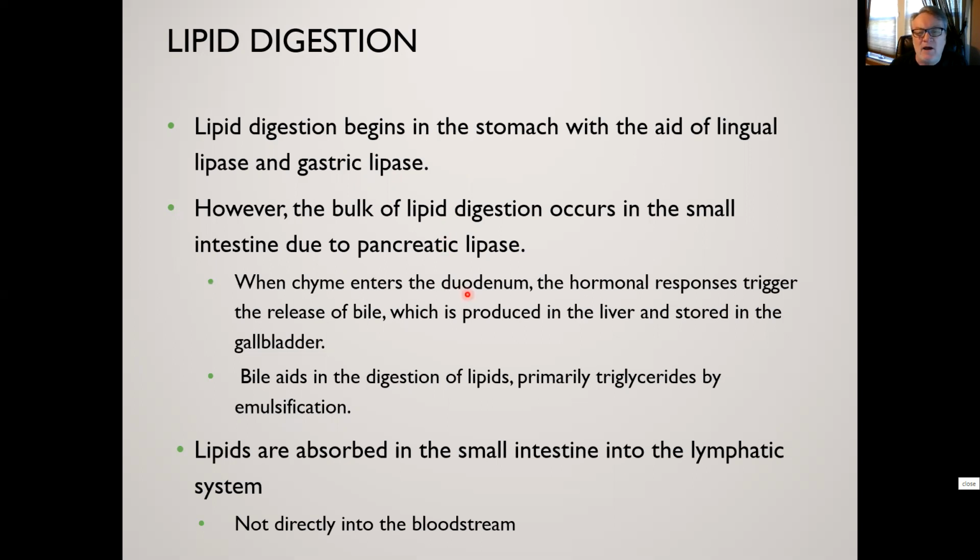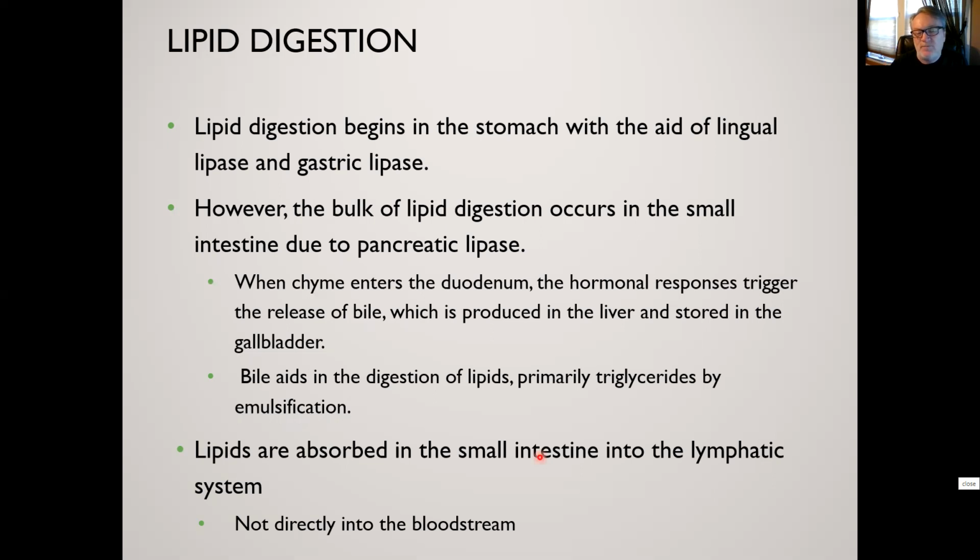The bulk of lipid digestion instead doesn't occur until the chyme gets to the duodenum, because lipid digestion requires the presence of bile. The bile is produced in the liver, stored in the gallbladder, and secreted into the duodenum. At that point, the digestion of lipids proceeds very rapidly from enzymes released by the pancreas, the pancreatic lipase.